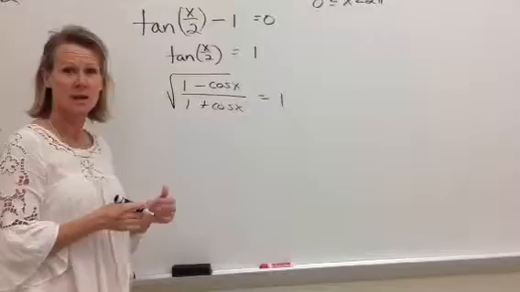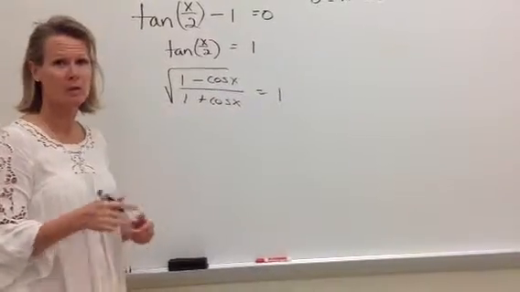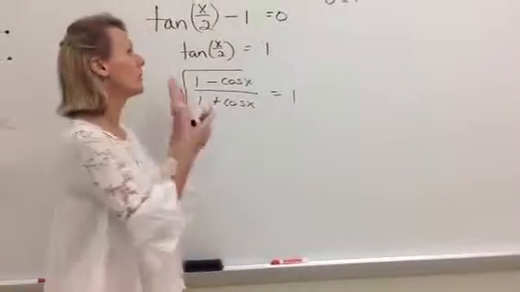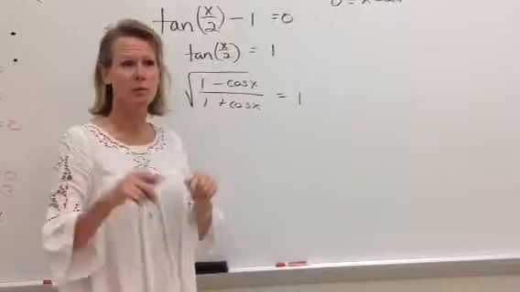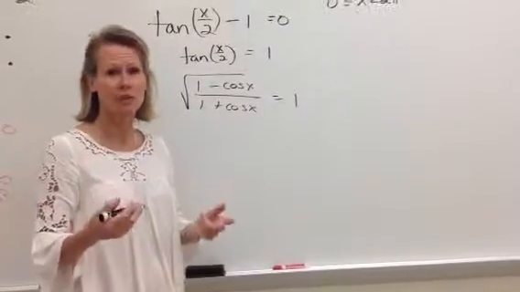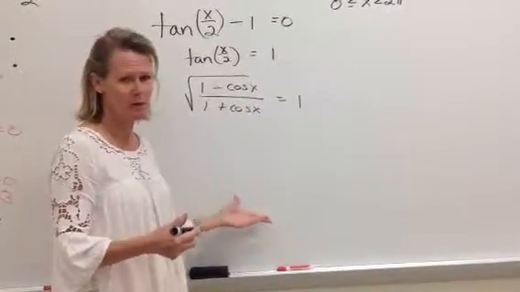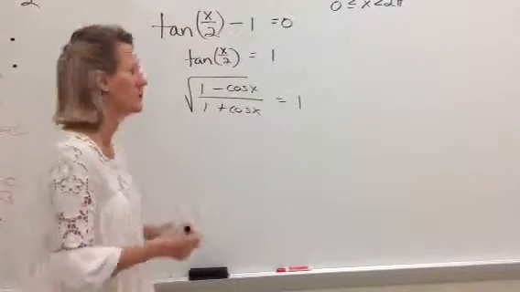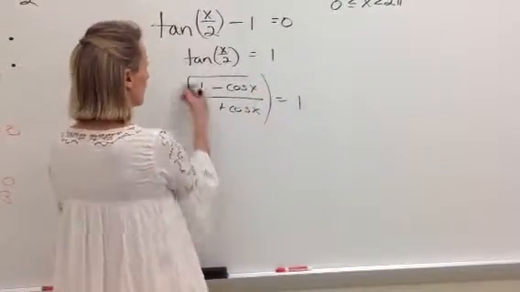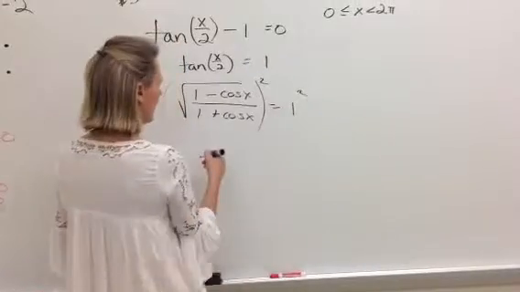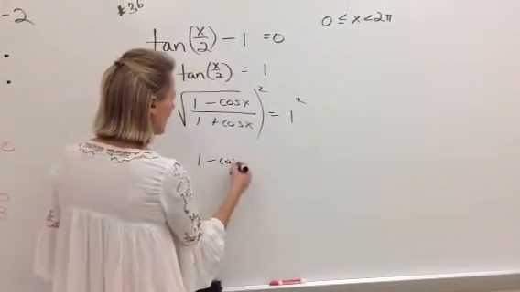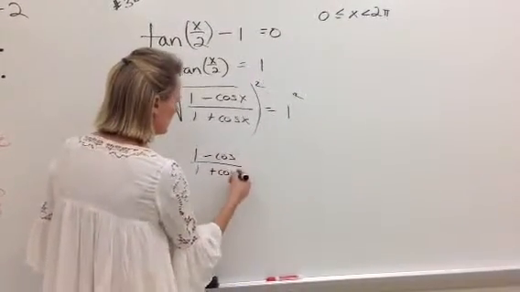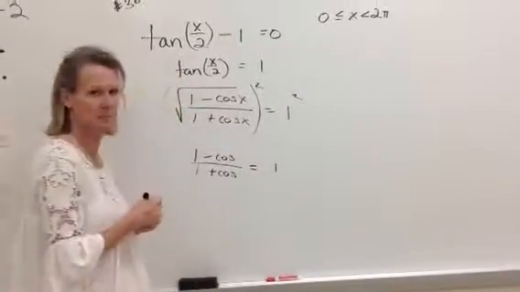So now what I can do to solve this is square both sides, but be careful. The reason I want to do this problem is because whenever you square both sides of an equation, you can get extraneous solutions. And this problem is going to end up having extraneous solutions, so we'll look and see how that happens. So I'm going to square both sides of this, and I end up getting just 1 minus cosine over 1 plus cosine equals 1.